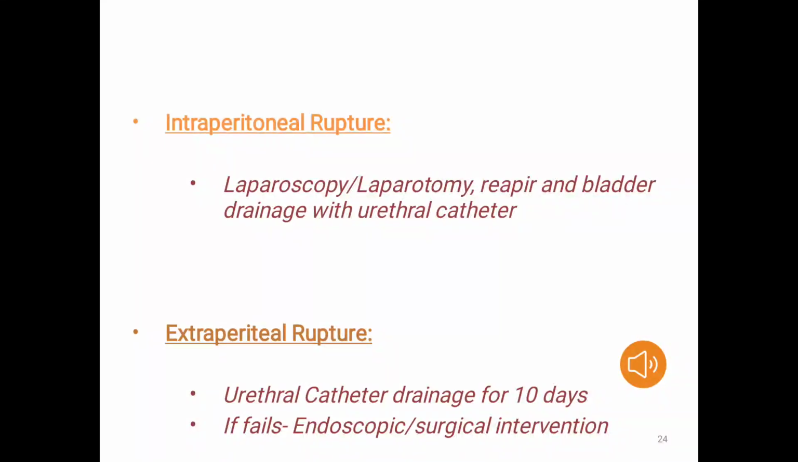So at the end, remember two types of bladder rupture: intraperitoneal and extraperitoneal. For intraperitoneal rupture, surgery is the treatment of choice, either laparoscopic or laparotomy. It's repair, bladder drainage, and putting in a urethral catheter. Extraperitoneal rupture is managed conservatively, with urethral catheter drainage for 10 days, and if that fails, endoscopic or surgical intervention.